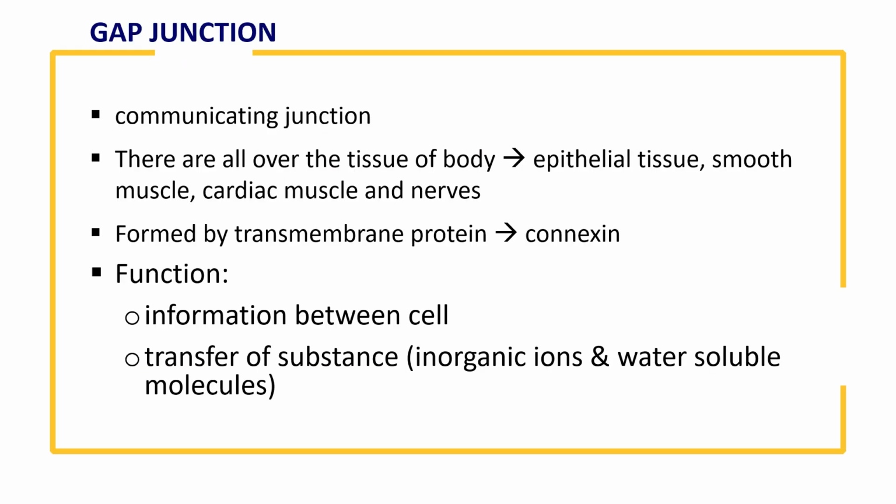The last cell junction is the gap junction. Gap junction is also known as a communicating junction. Gap junctions are all over the tissues of the body, like epithelial tissue, smooth muscle, cardiac muscle, and nerves. Gap junction is formed by a transmembrane protein called connexin. The function of the gap junction is to give information between the cells and be a site of transfer of substances like inorganic ions and water-soluble molecules.